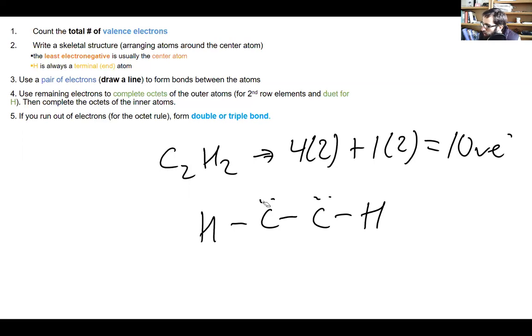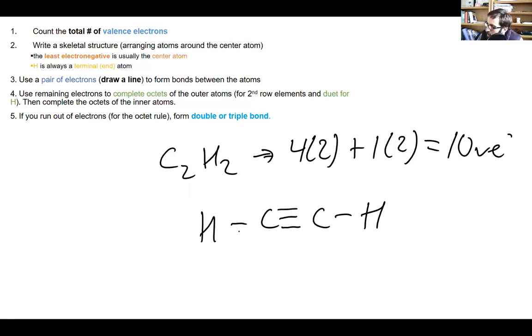So at this point, we're going to have to erase a lone pair and make that into a double bond between the carbons. Let's see if that helped anything. Well, it helped this carbon here, 2, 4, 6, 8. But this carbon here is still 2, 4, 6. So we need to get 8 for this carbon. So the only way to do that is to make the other lone pair into another bond, into a triple bond, right? And so that is going to be our final answer.